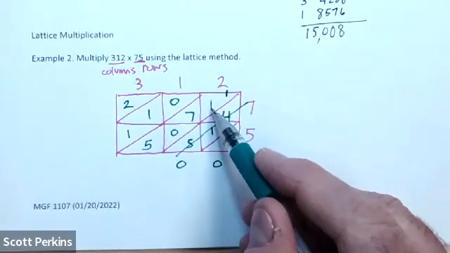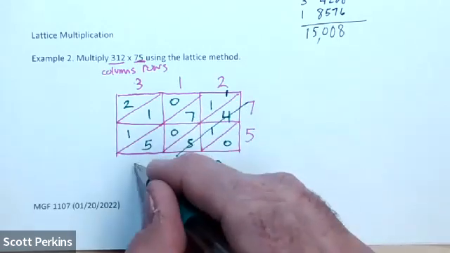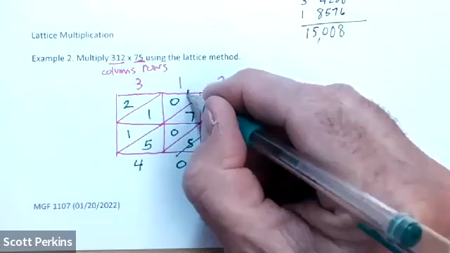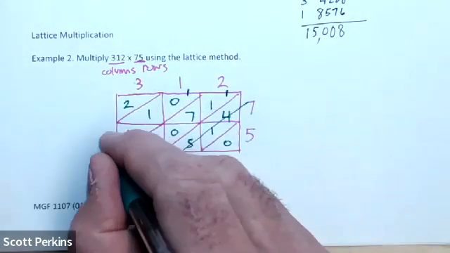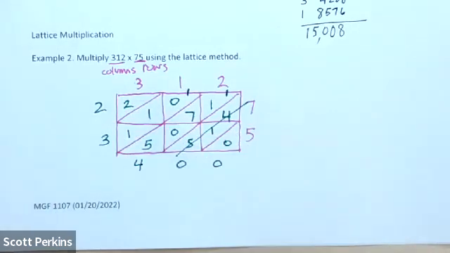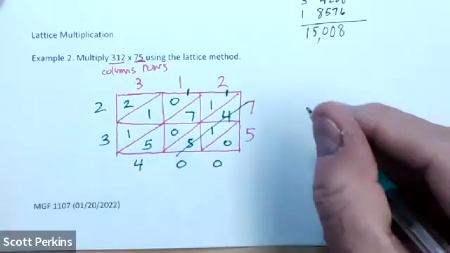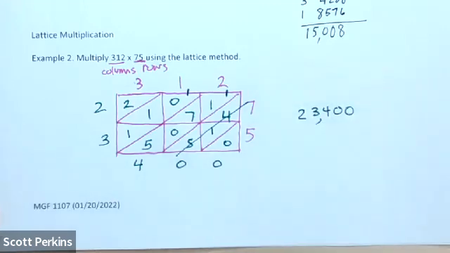1 and 1 is 2, plus 7 is 9, plus 5 is 14. So I'll put the 4 there. I'll carry the 1 to the top of the next diagonal. 1 and 1 is 2, plus 1 is 3, and then it starts with a 2. And then your answer is just those numbers that you read on the left and the bottom. So the answer to this is 23400. So in other words, 23,400. That's the lattice method.